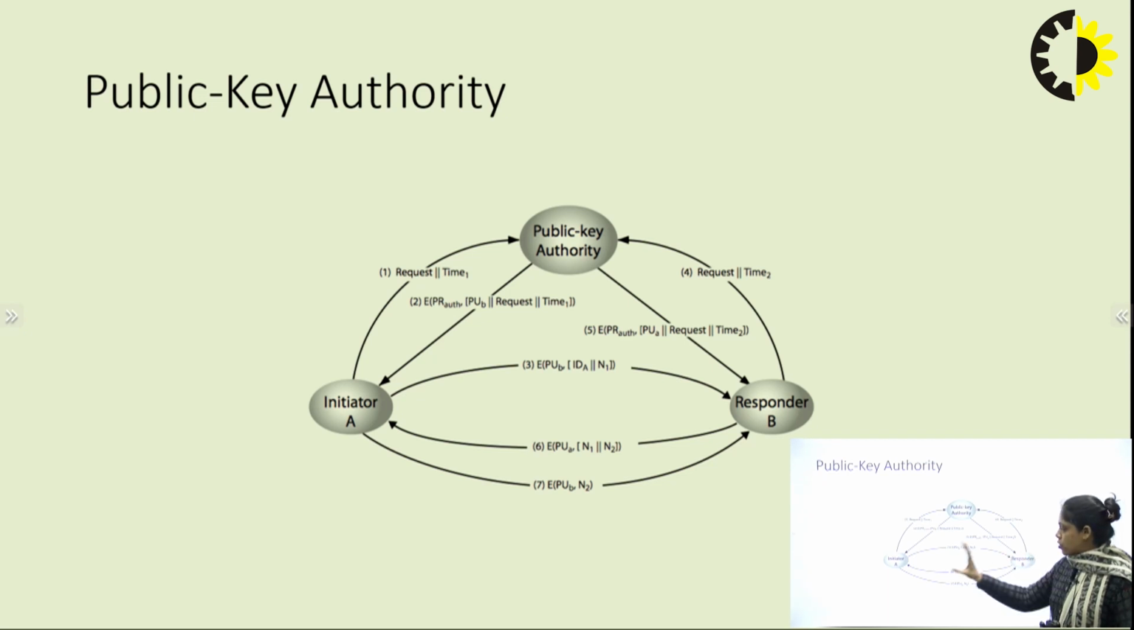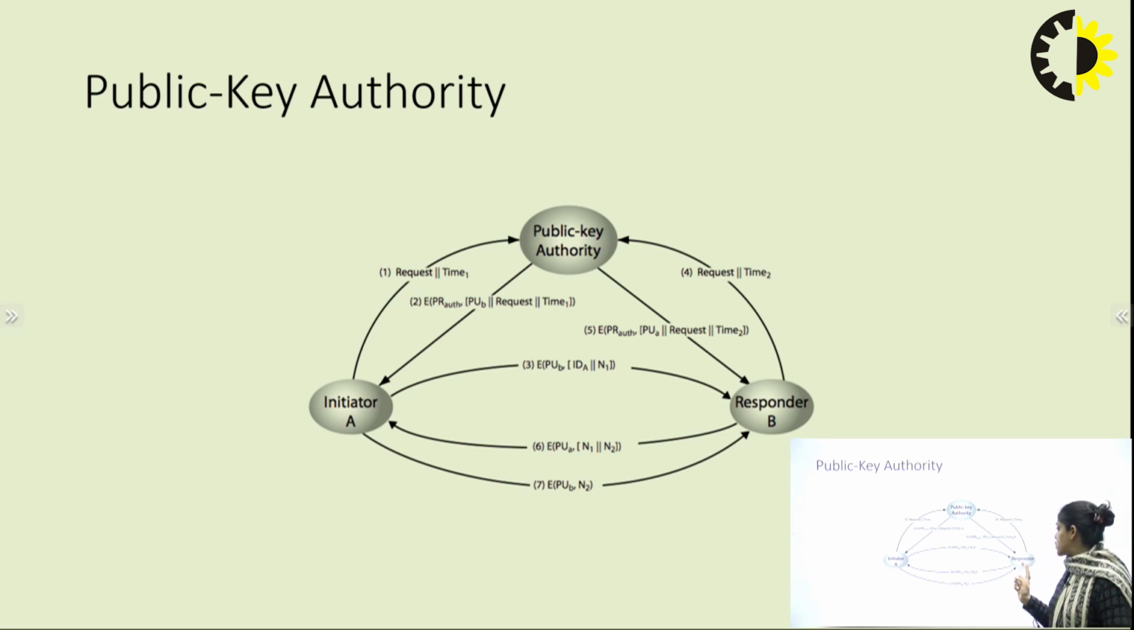Now, just to cross-check whether A is a trusted party or not, the central authority, the public key authority, has a repository in which all the recipients of that particular environment or network are registered. So this responder B, before starting the actual communication with A, will start a communication with the public key authority just to check whether B is a trusted party or not.